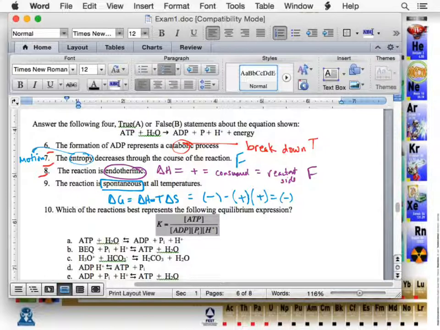Which of the following reactions represents the following equilibrium expression? To do equilibrium, what is it? How do you calculate it?